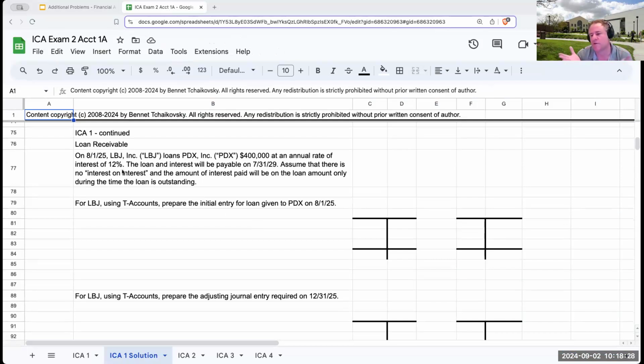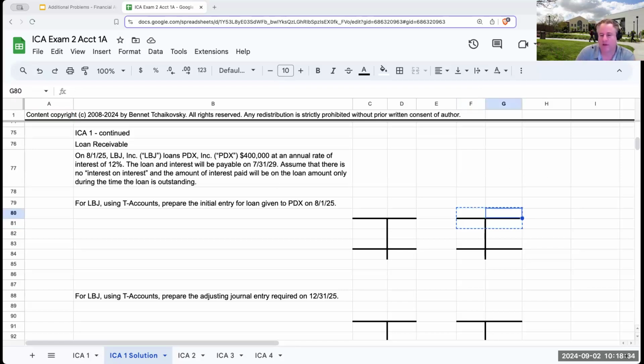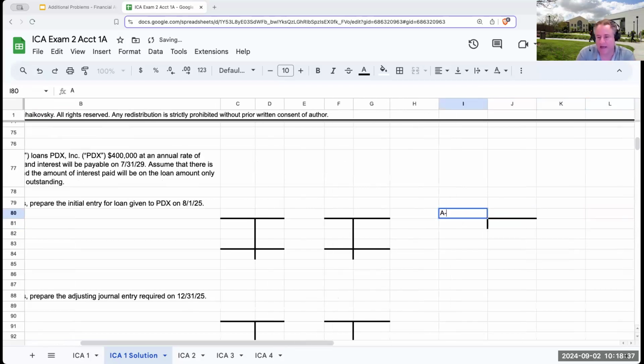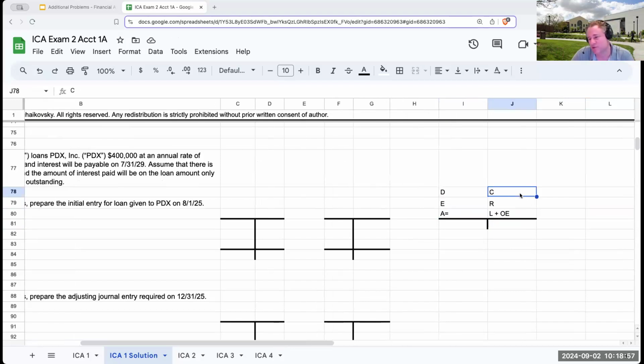So the first part of this is it's a loan receivable. When we're looking at any type of T account, we've got assets equal to liabilities plus owner's equity. We put assets on the left, liabilities and equity on the right. We've got a debit, a credit, and expenses and revenues. Assets typically have debit balances. They're increased with debits and decreased with credits. Liabilities and equity typically have credit balances. They're increased with credits and decreased with debits. Expenses are recorded with debits. Revenues are recorded with credits.